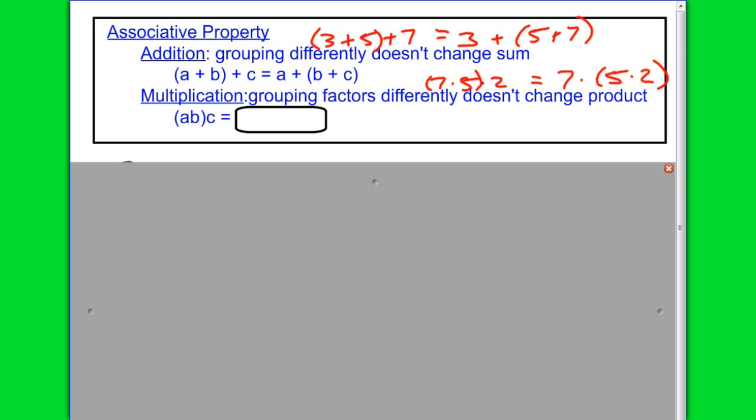So Sophia's question was, if you have a bunch of multiplication and addition all in one problem, can you still do this grouping stuff? But you've got to remember your orders of operation, your PEMDAS. You're going to have to do multiplication first. So watch out when you see more than one operation and they're different operations. You got to remember your PEMDAS, okay?